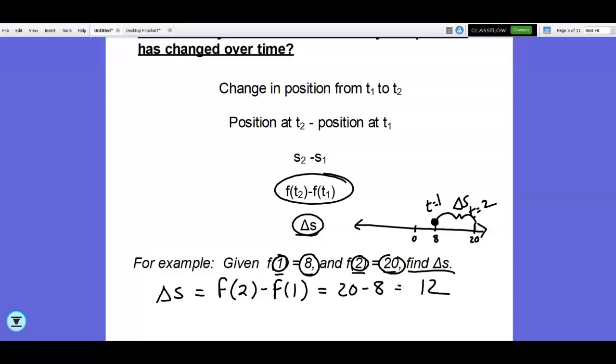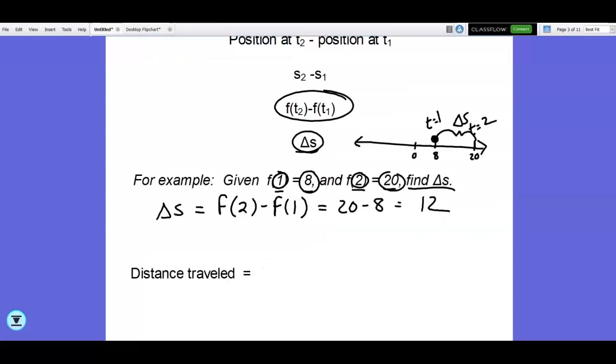Now, one more thing to share with you. I want to talk about distance now. There's a little bit of a difference between distance and delta S. It's kind of tempting to say that delta S represents the distance between these points, and it kind of does. But the distance is better represented by the absolute value of delta S, because here's the thing. Delta S can be negative sometimes, okay? And when delta S is negative, that means something about the direction that it's traveling. So the fact, for instance, that this was a positive number indicates that I went from 8 to 20.